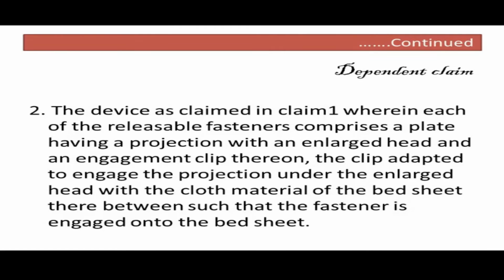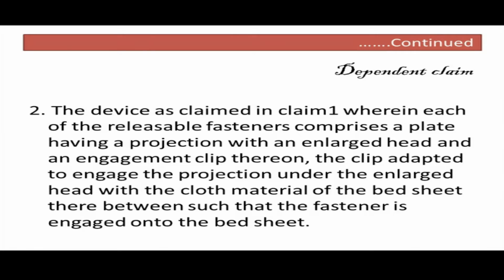How does it become a dependent claim? You just read this and you get to understand it. Let us read together and let me explain this to you. The device claimed in claim one. So this is referring to claim number one, which is an independent claim. So this depends on the first claim. That's how it becomes a dependent claim.